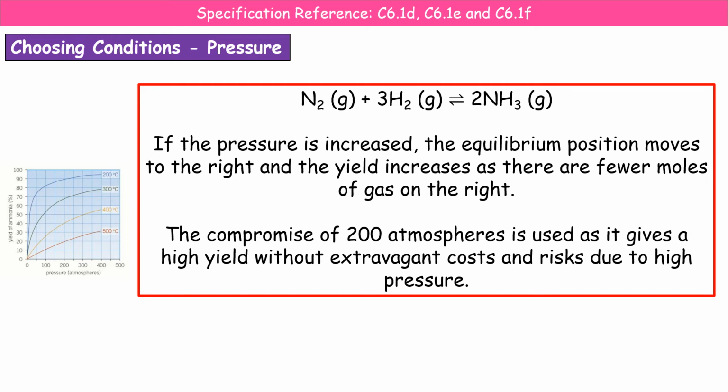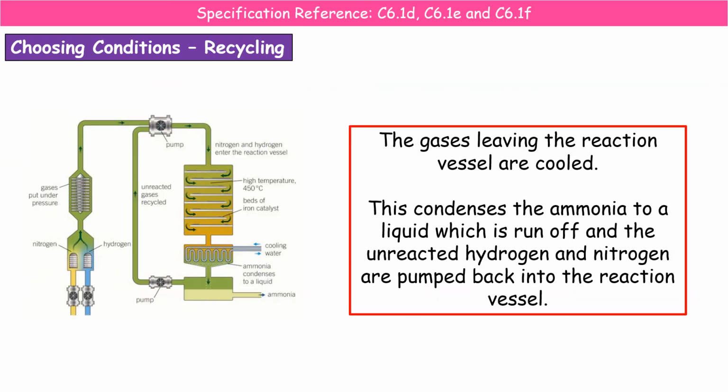We don't pick a really high pressure for the simple fact that if we are increasing the pressure a lot, then we're going to have quite high costs associated, due to obviously having to generate that high pressure, machinery to withstand the high pressure, and it also becomes a safety risk because any faults in that system would lead to potentially explosive situations, and that's not a good thing. So we use 200 atmospheres as the compromise.